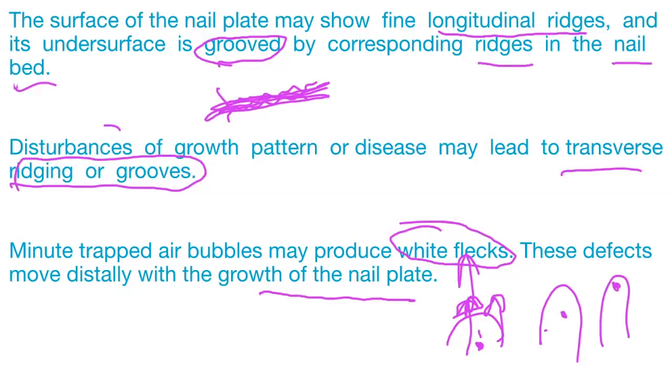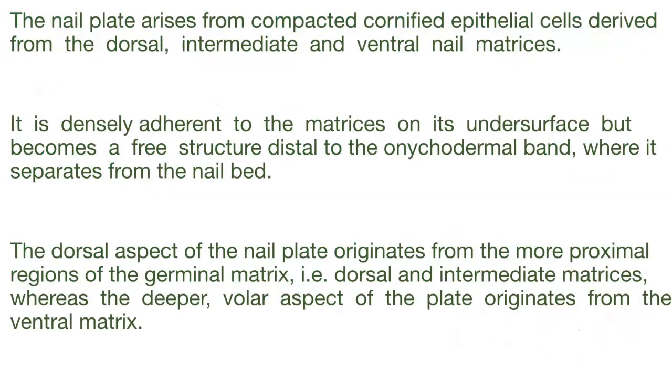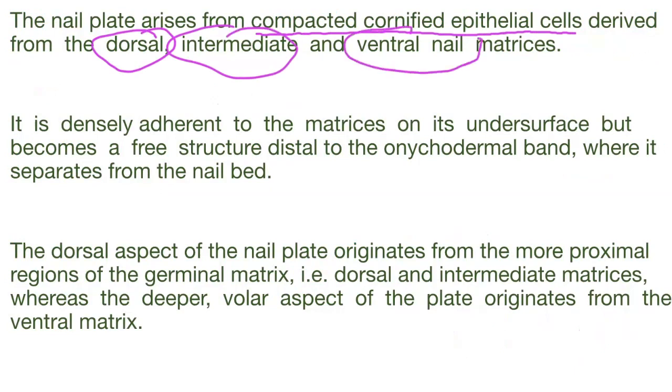The nail plate arises from the compacted cornified epithelial cells derived from the dorsal, intermediate, and ventral nail matrices. So the nail matrix produces the nail plate. The nail matrix is the producer and the nail plate is the product.